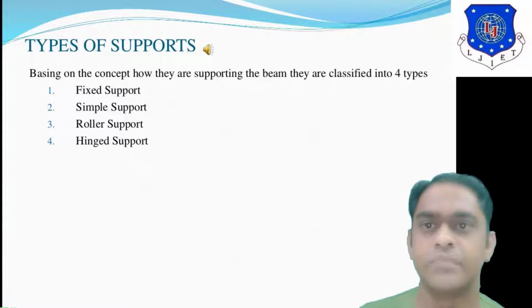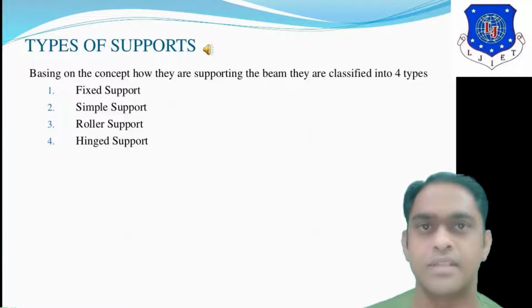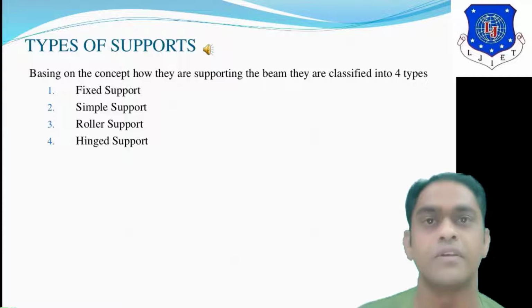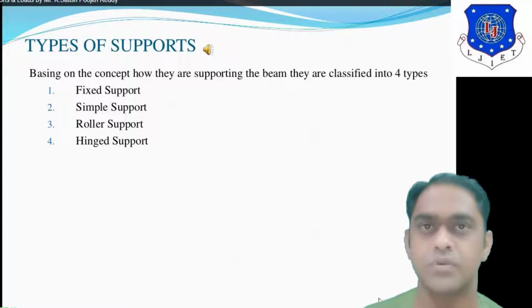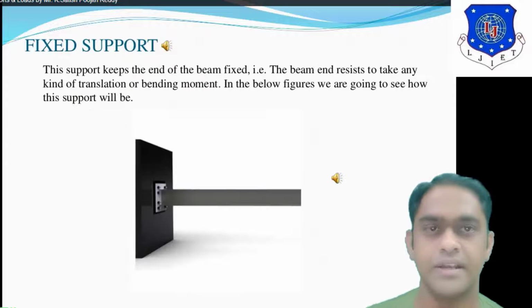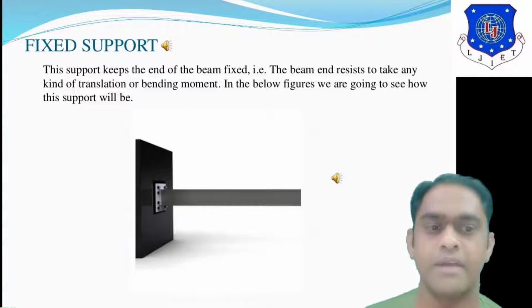Let us go ahead. What are the types of supports? There are mainly four types of supports based on concepts: fixed support, simple support, roller support and hinge support. Let us check one by one.